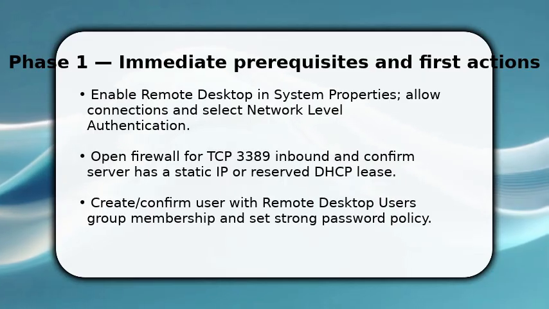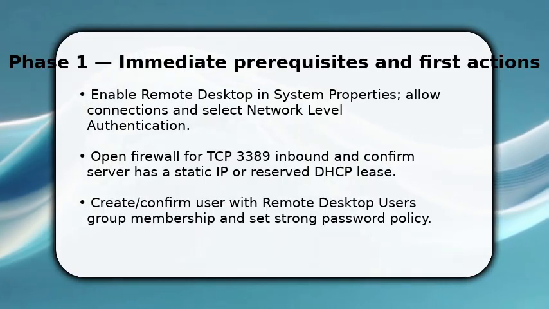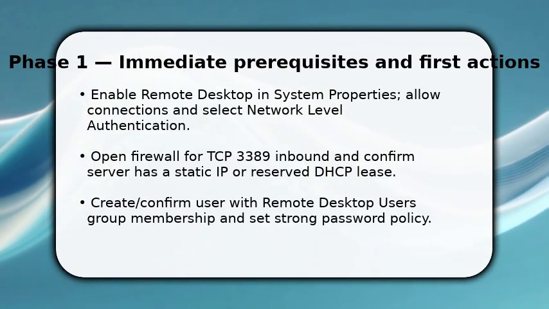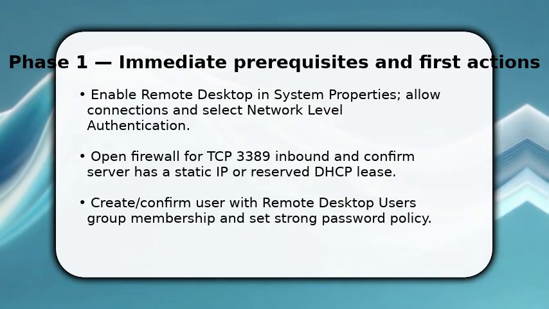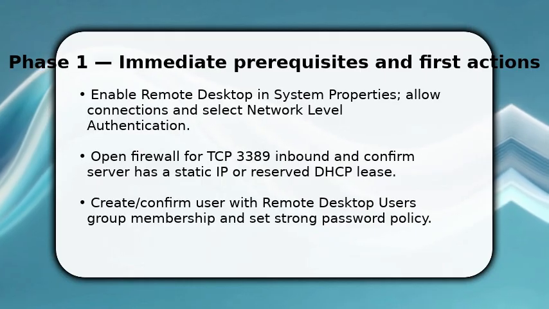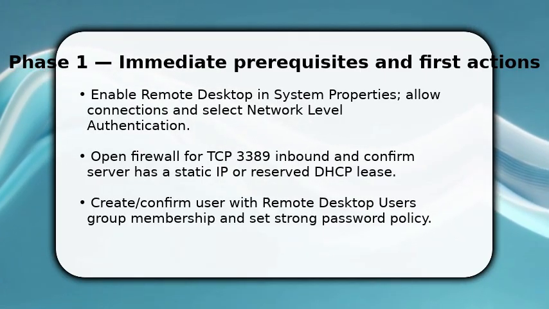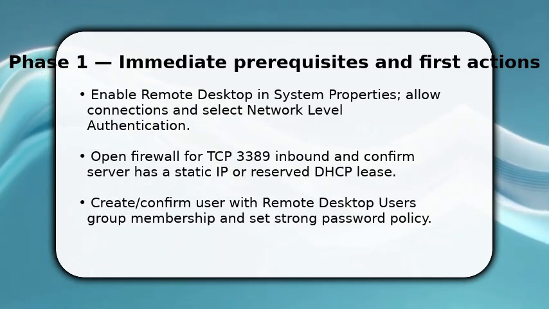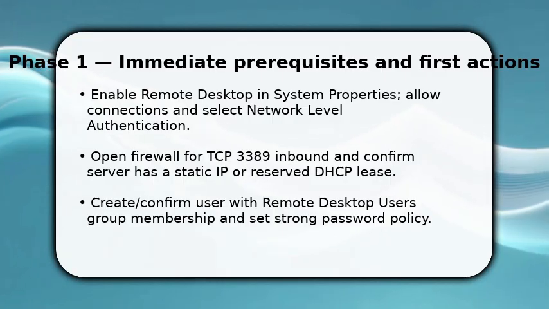You start by enabling Remote Desktop on the Windows Server 2019 machine. Open System Properties, choose Allow Remote Connections, and enable network-level authentication. Once done, make sure the server uses a static IP or DHCP reservation so routing stays stable, and open TCP port 3389 in Windows Defender Firewall for inbound traffic.